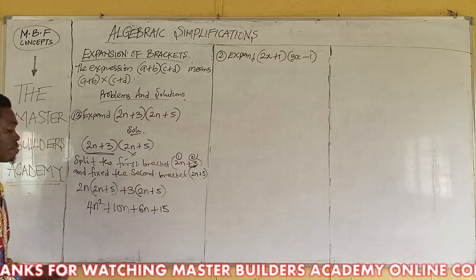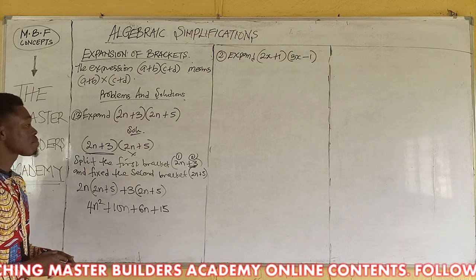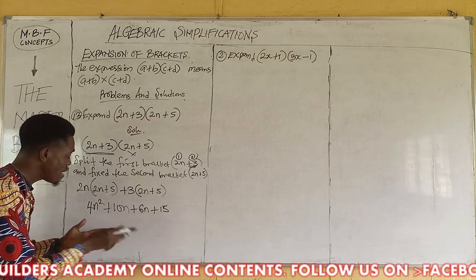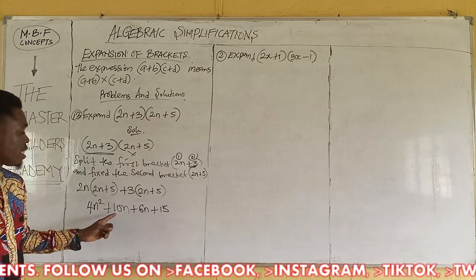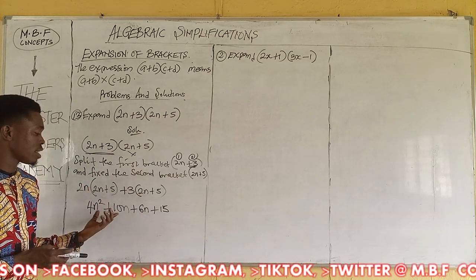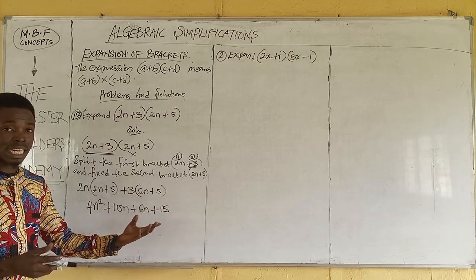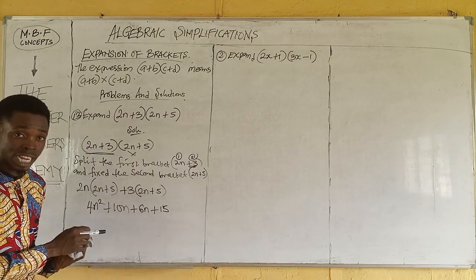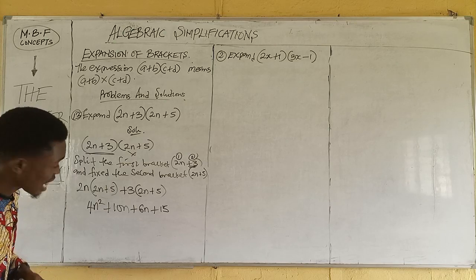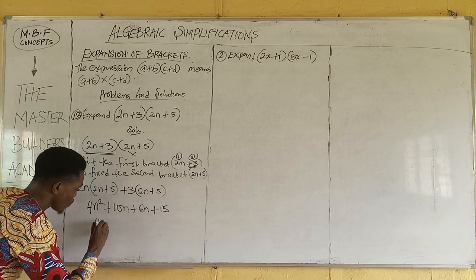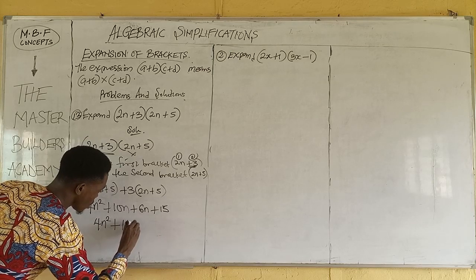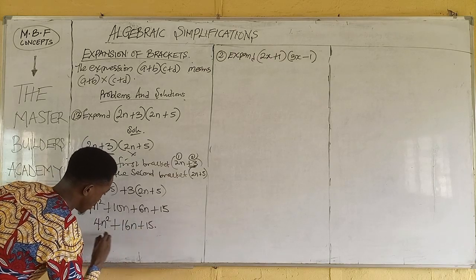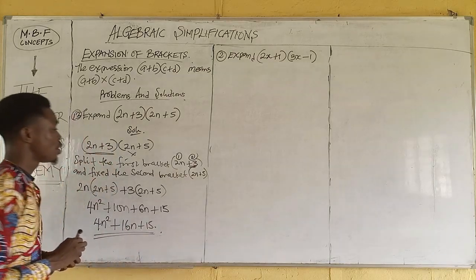Guys, it's as simple as this. So the next thing is that you will check if any of the terms are common so that you can add or subtract. The two middle terms are common. This is 10n plus 6n. That means I can add 6n to 10n to give me 16n. Therefore, this will have given us 4n squared plus 16n plus 15. Guys, this is the answer to this question.